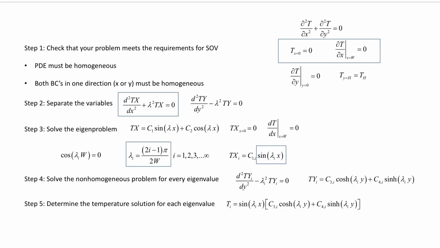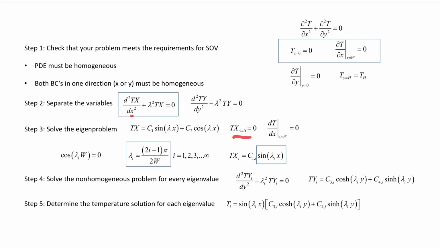All right, step 3, then we solve the Eigen problem. An Eigen problem is a problem in which there are essentially a bunch of solutions and you add them all together. So the Eigen problem that we had was, we came up with this solution for T of x. So this equation satisfies this ODE up here: C1 sine of lambda x plus C2 cosine of lambda x. So this is the solution here.